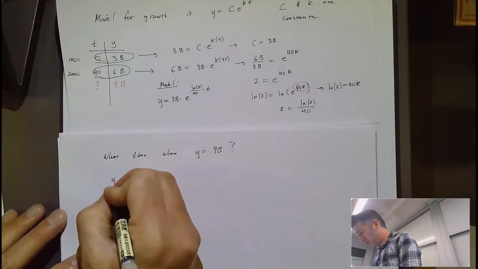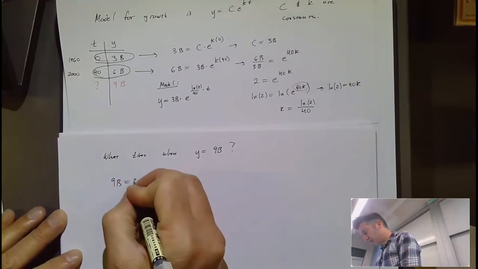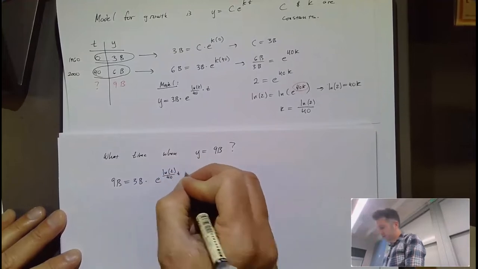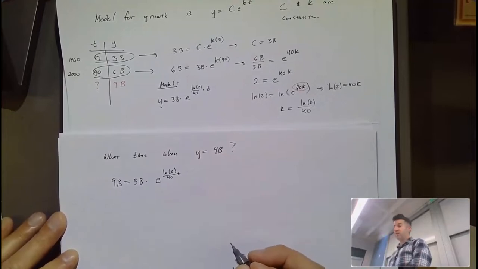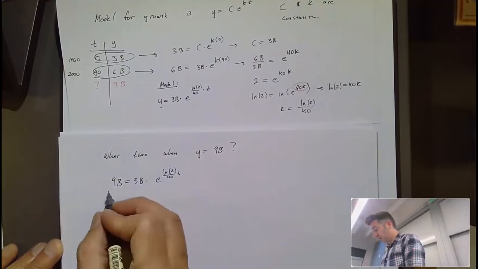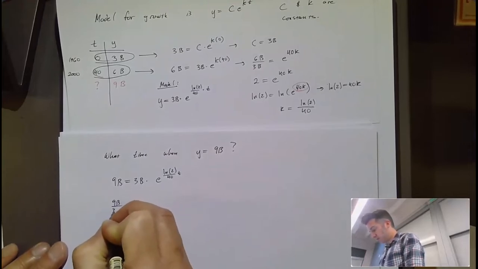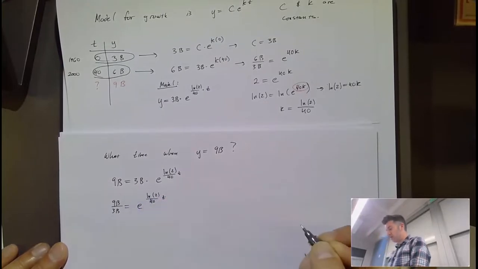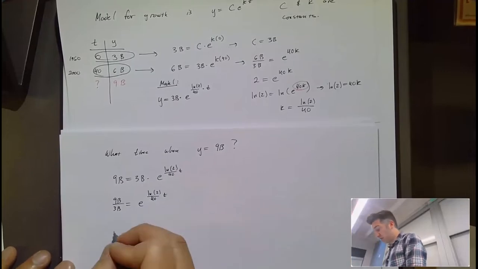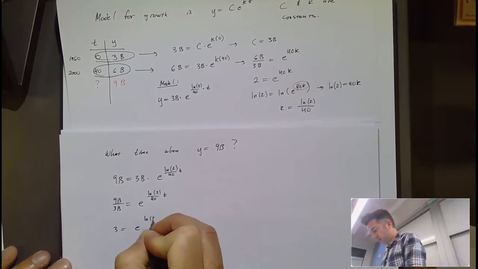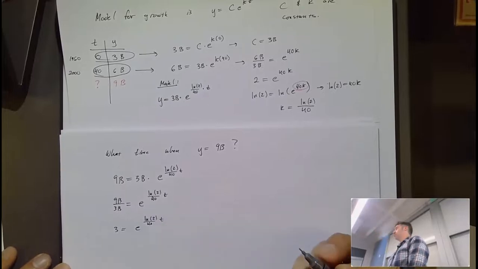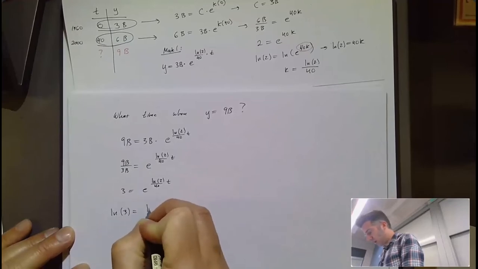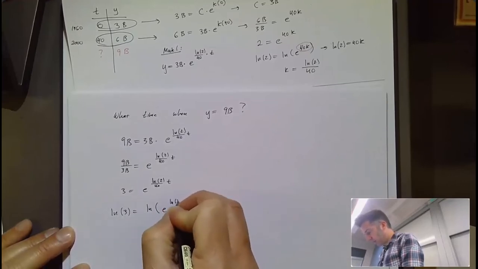So plugging in 9 billion for y, we get 9 billion equals 3 billion times e to the natural log of 2 divided by 40 times t. And then we're going to solve for t very similarly to how we solve for k. I'm going to divide both sides by 3 billion. It's going to equal e to the natural log of 2 over 40 times t. 9 billion divided by 3 billion is just 3. And then I'm going to take the natural log of both sides. So I'm going to get the natural log of 3 equal to the natural log of e to all this stuff.